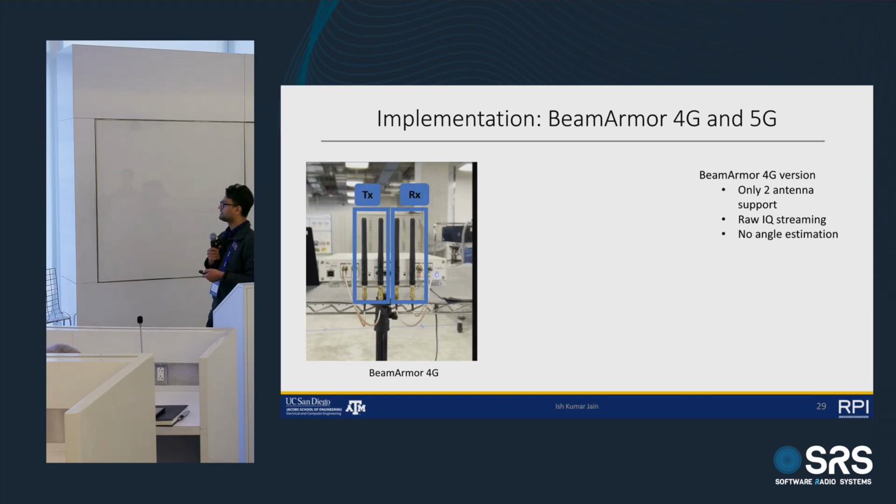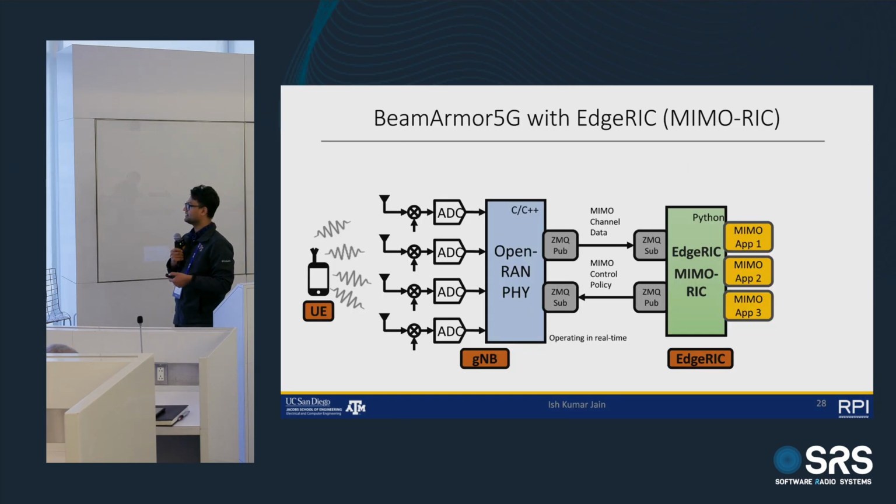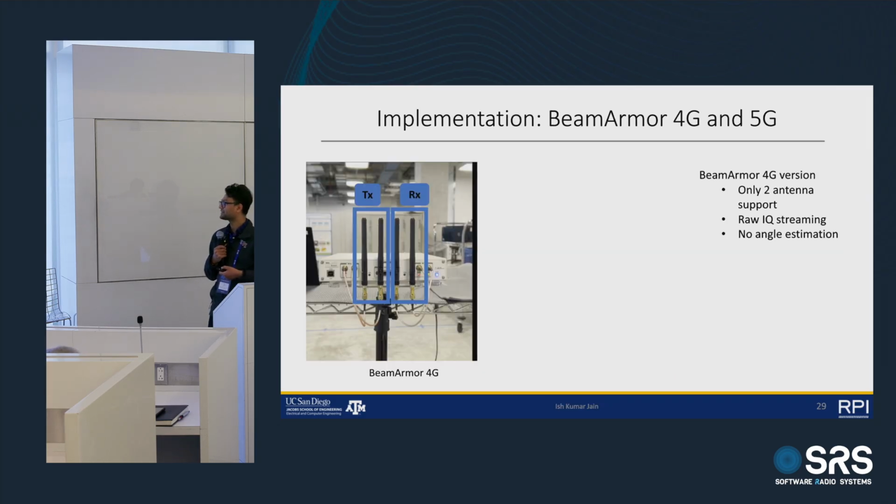You have 4 antennas in the receiver at the eNode B, and it has the Edge RIC interface based on a 0MQ PubSub publication and subscription interface, right, which is a non-blocking interface to get the MIMO channel data from the RAN to the RIC, and then apply a MIMO control policy like your beamforming vector back to the RAN. And you can build multiple such MIMO applications running in this Edge RIC framework. And this is like a sister of Edge RIC that we call MIMO RIC, particularly designed and built for MIMO applications.